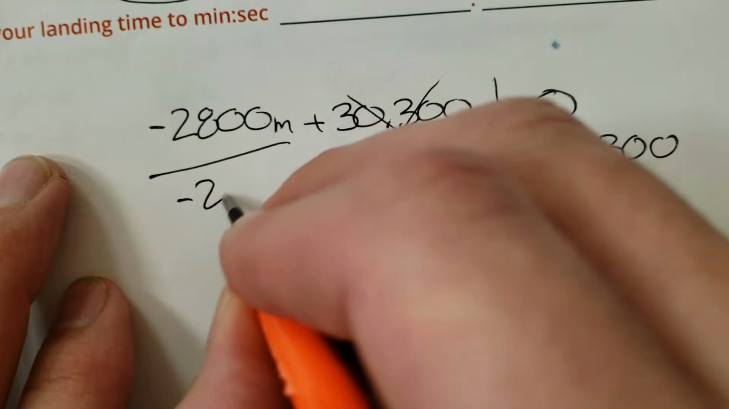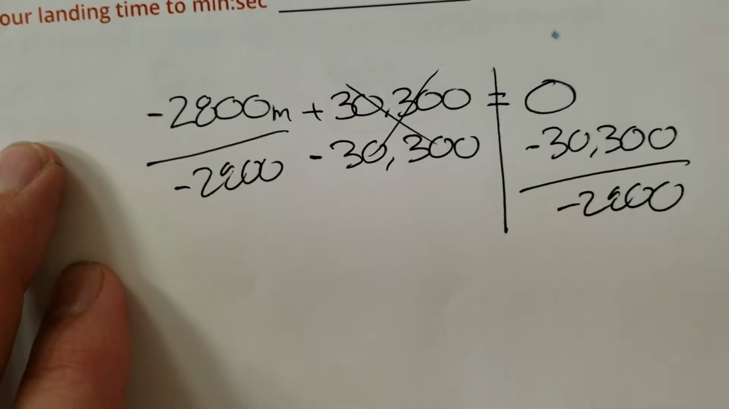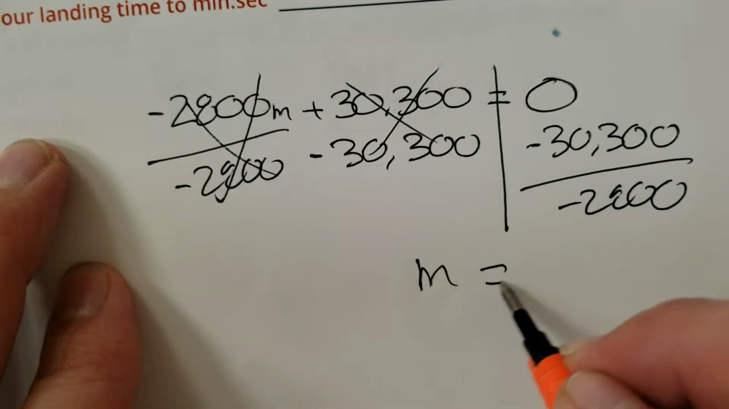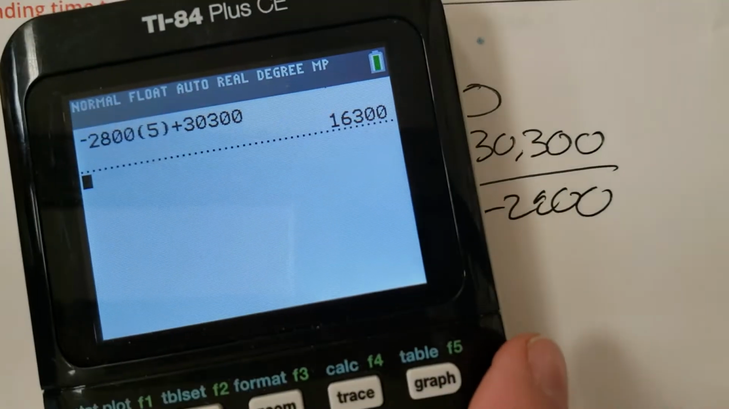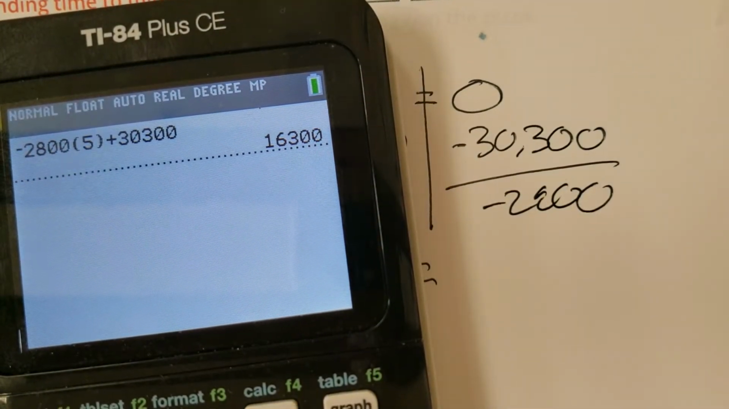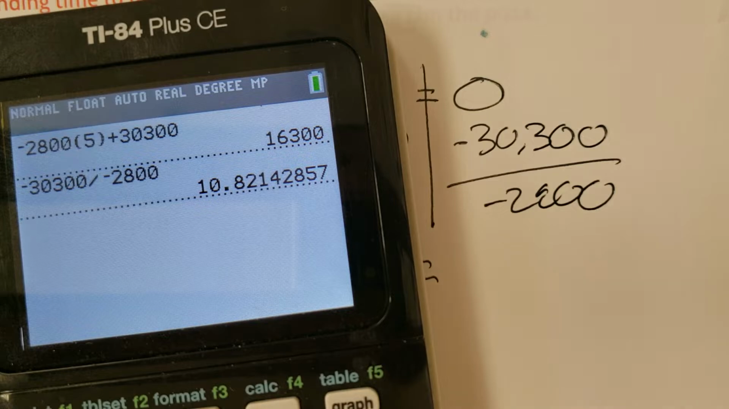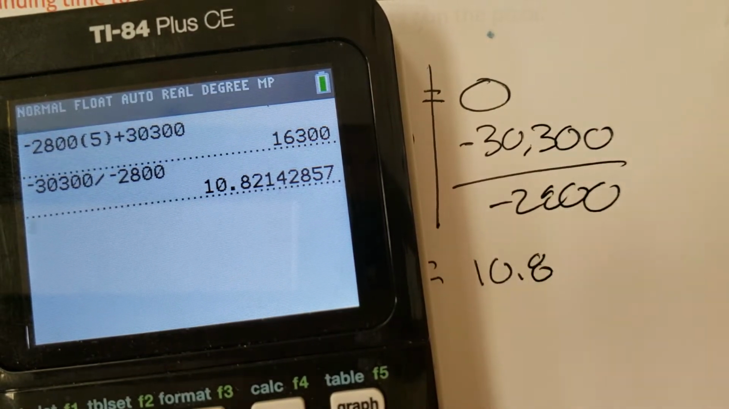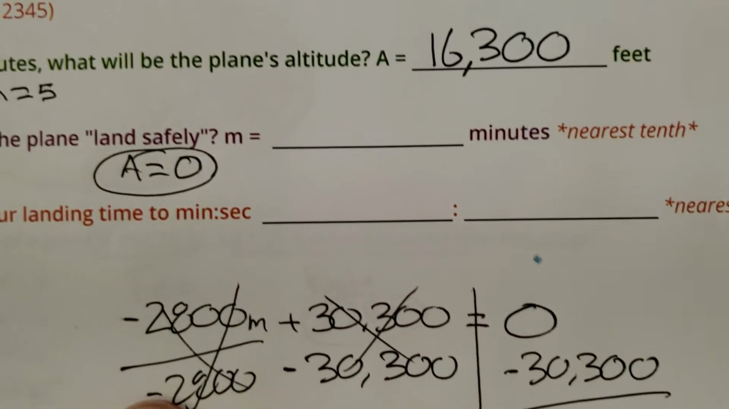Then I would divide both sides by negative 2,800. There we go. So that's all going to cancel. Hey, look, m is all by itself. So I'm going to go right to the answer. Here we go. Check this out. Negative 30,300 divided by negative 2,800. Okay, to the nearest tenth, that's going to be 10.8. At the 10.8 minute mark.